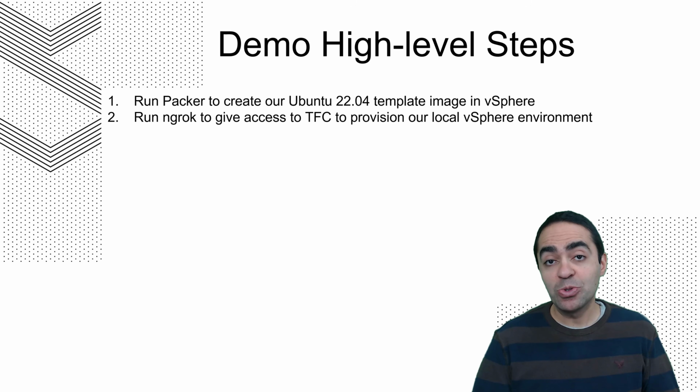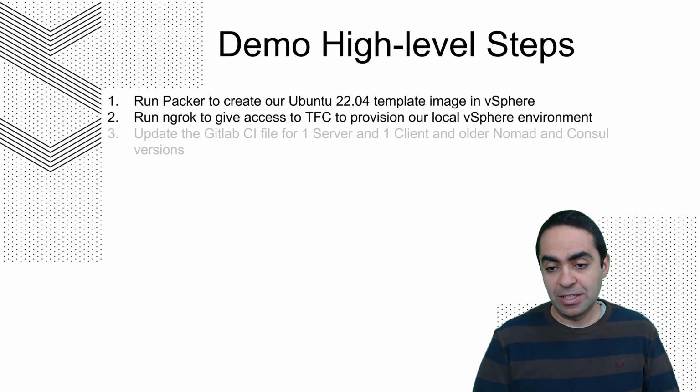Then we're going to use a technology called ngrok. And what this does, it allows Terraform Cloud to reach out into our private environment inside of vSphere and be able to provision inside of vSphere. Now, if you are running with Terraform Enterprise, there are cloud agents that you can run inside your environment that will kind of do the same thing. Since we're using the free tier, that's why I'm going to be using ngrok for that.